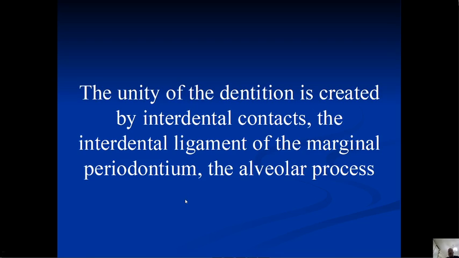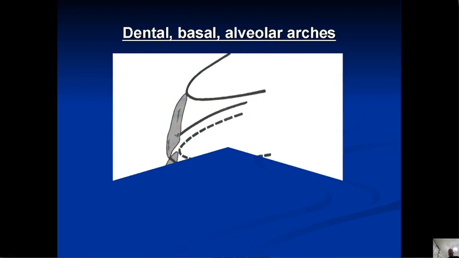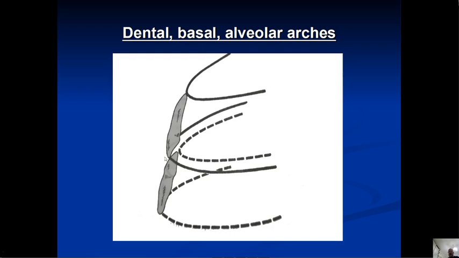The uniting of the dentitions is created by interdental contacts, the interdental ligaments of the marginal periodontium, and the alveolar process. Dental arcs: here the lower jaw, and here the upper jaw. As usual, dental arc, basal arc, alveolar arc. The basal arc is the curve through the apex of all teeth, of the lower jaw, of the upper jaw, for example.